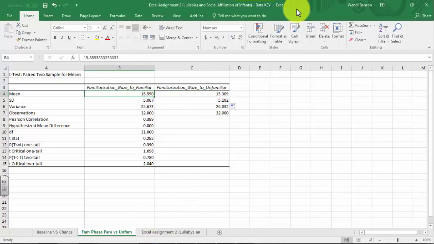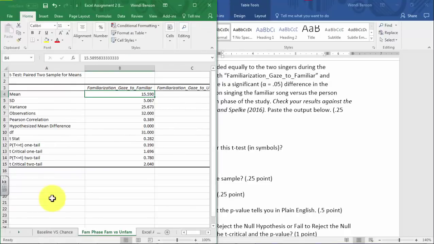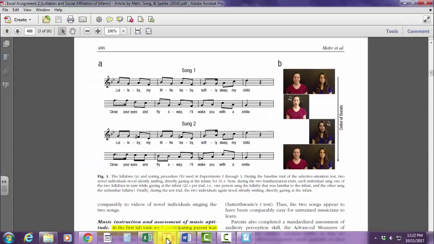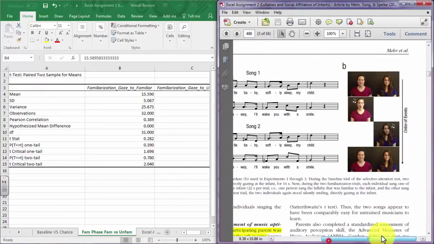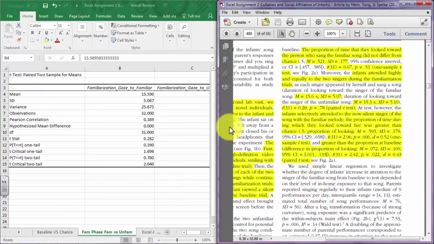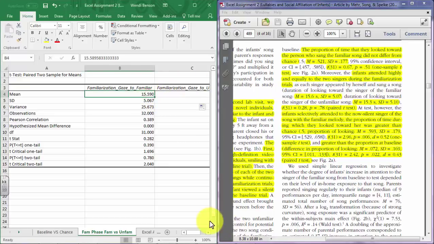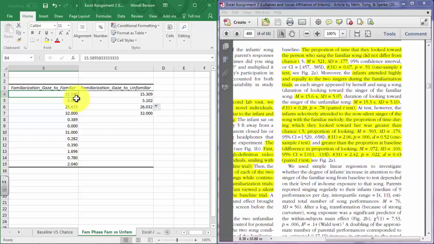So let's go ahead and see how that aligns with our article. Let's pop this over here and look at the article real quick. If we look at the results, if we scroll down, we are looking at this right here. We'll see that infants attended highly and equally to the two singers during the familiarization trials, right? Here's our mean for the singer of familiar. There it is. This one's standard deviation, there it is, if you round it to 5.07. Then looking towards the unfamiliar singer, there's your mean, 15.3, and there's your standard deviation of 5.10.